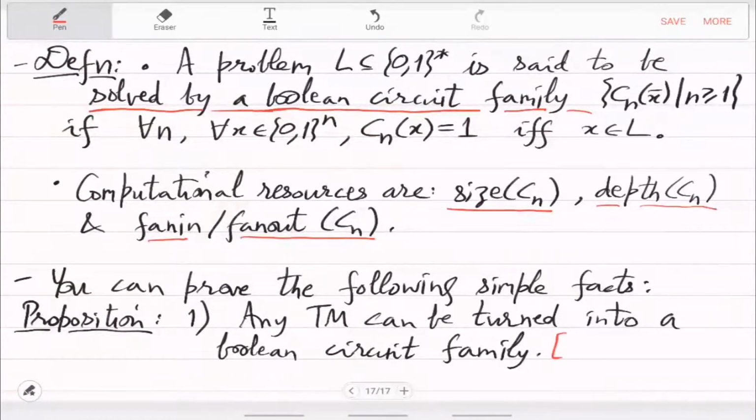What about the converse? Can you convert a Boolean circuit family into a Turing machine? This I leave as a question to you. Think about that. The hint is this cannot be done. The converse is not true, but why is that? Think about the reason.